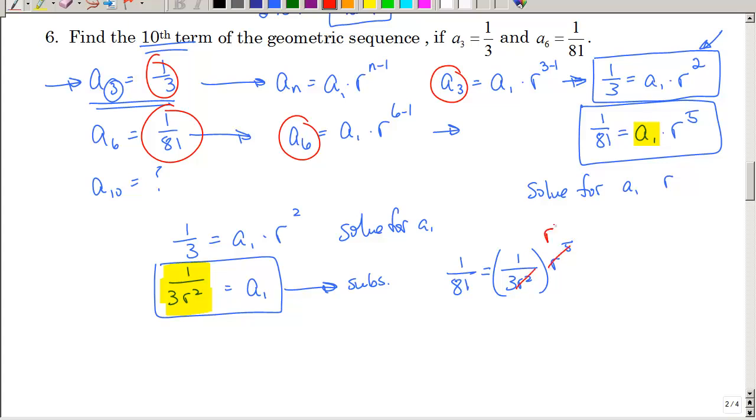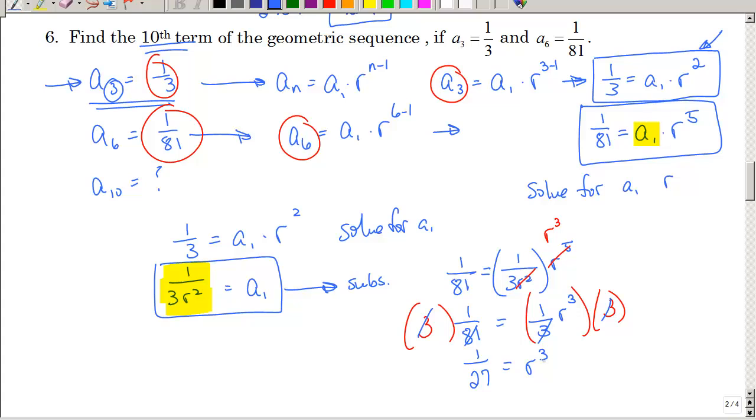Reduce that, and that's going to be r cubed. So I have 1/81 equals 1/3 times r cubed. I need to get r by itself, so I'm going to multiply both sides by 3. I'm going to reduce. 3 goes into 81 27 times. And then I'm going to take the cube root of both sides, so I'm going to get r to be 1/3. Now I know r.